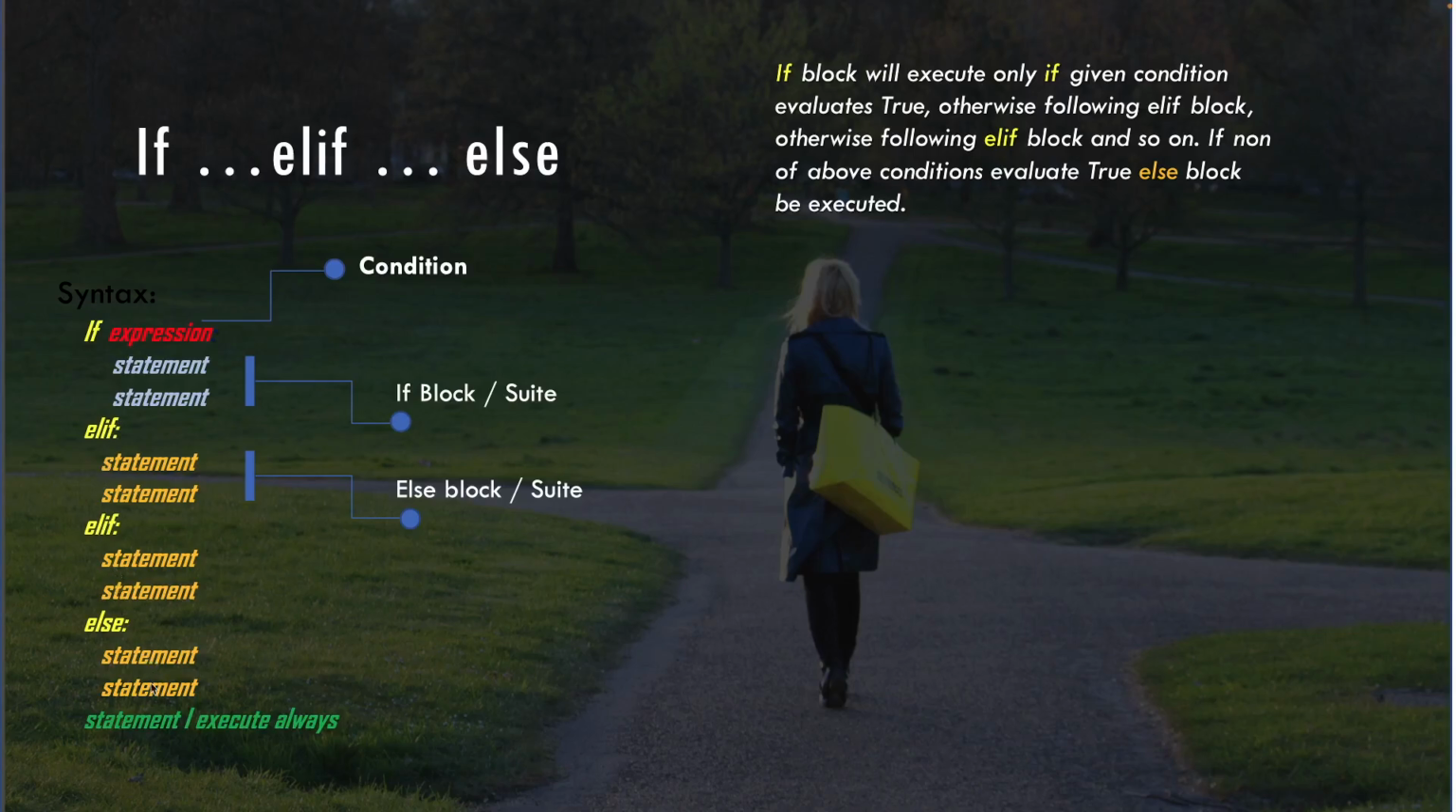We call it a ladder because only one block will be executed, and if nothing satisfies, the else block will be executed at the end. So the if block will execute only if the given condition value is true, otherwise the following elif block, otherwise another following elif block will be checked. And so on, and if none of the if and elif blocks are satisfied, finally the else block will be executed.